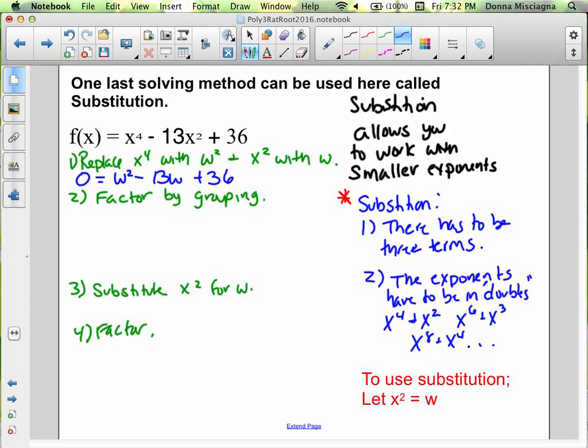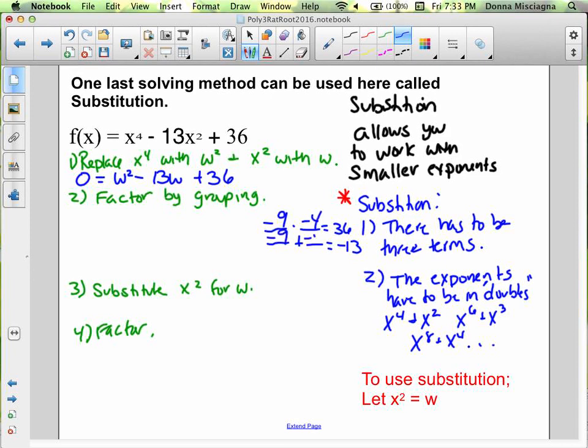All right, so now we can use factor by grouping because we have 3 terms and it's a quadratic. Okay? And so 1 times 36 is 36. So we need numbers that multiply to give us 36 and add to give us negative 13. Well, that would be negative 9 and negative 4.